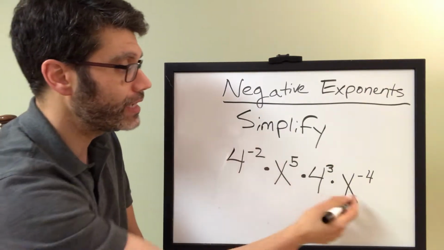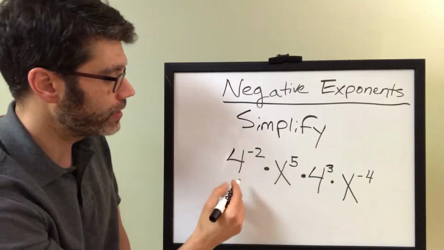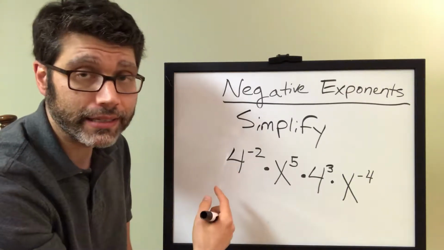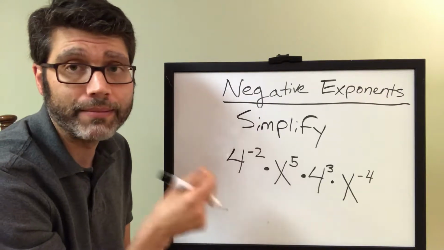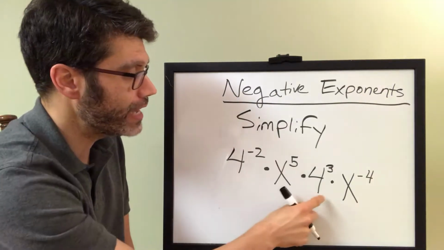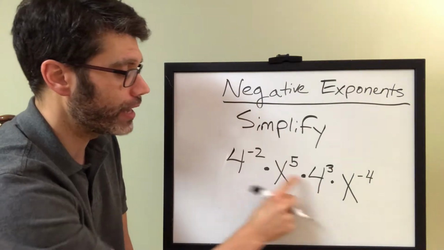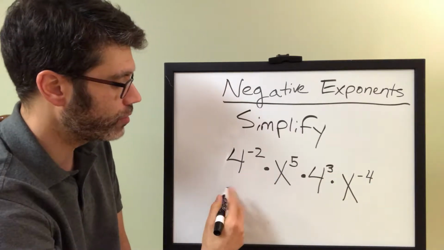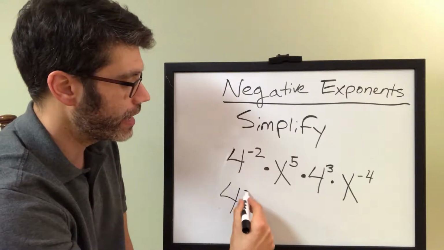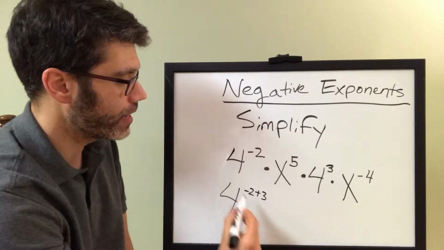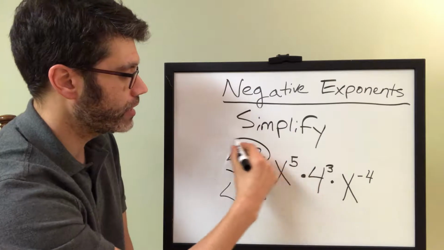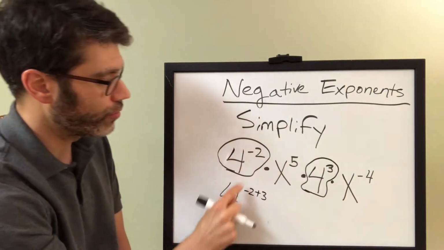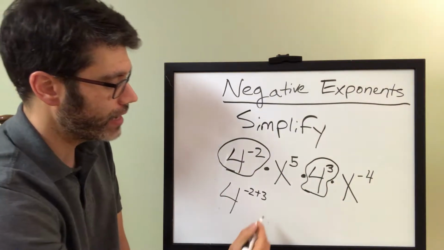All right, so we see some common bases here. We see a 4 and a 4. These are common bases. When we have two bases that are the same, we call them like bases. So if you have like bases that are being multiplied, then you can add the exponents. So this would be 4 to the negative 2 plus 3. Okay, so I'm going to circle these guys. We've taken care of these two through adding the exponents.